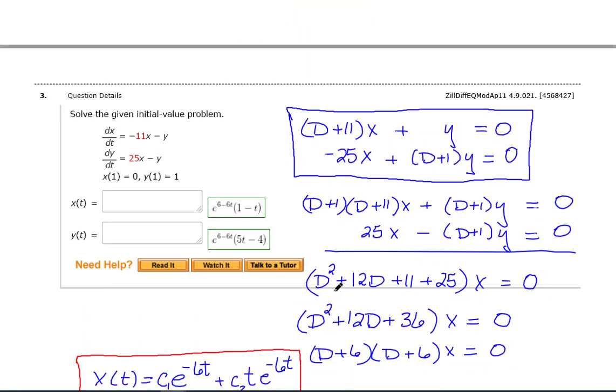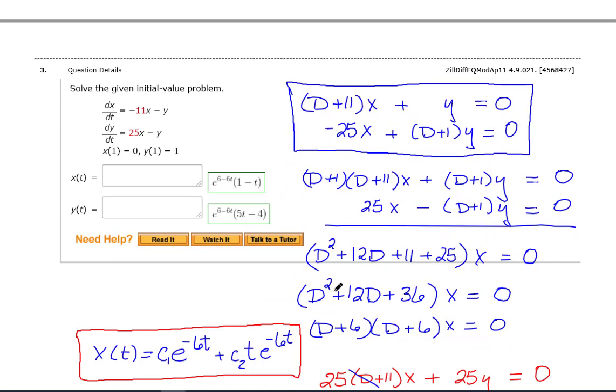All right, in question 3, extremely messy problem. First off, move, and it's messy because we have some initial conditions here. So here is our system. Move everything to the left and get our differential operator here. D plus 11x plus y is 0, and do the same for the second equation.